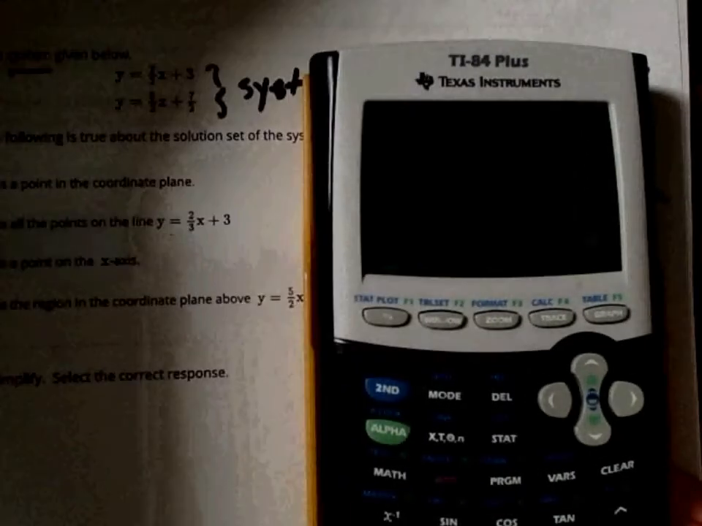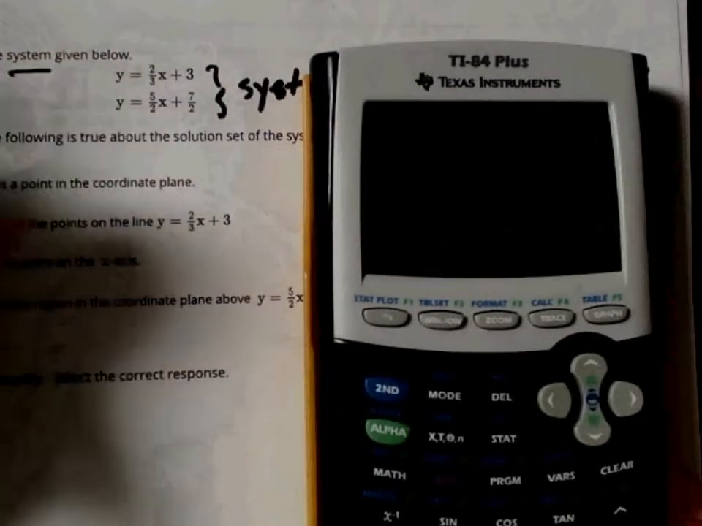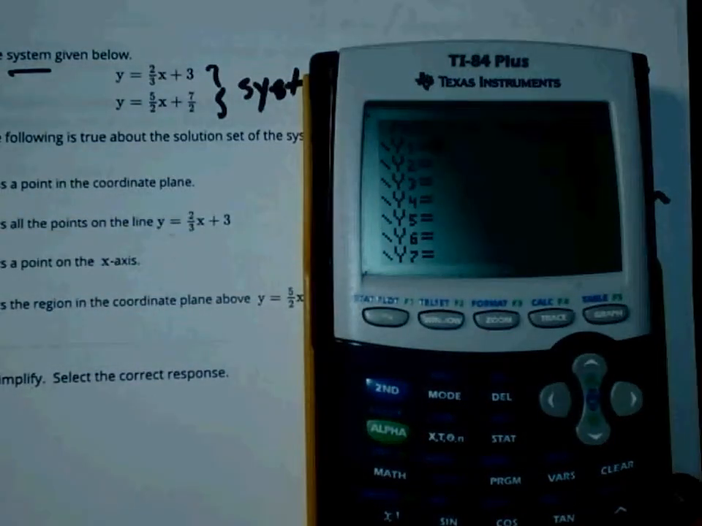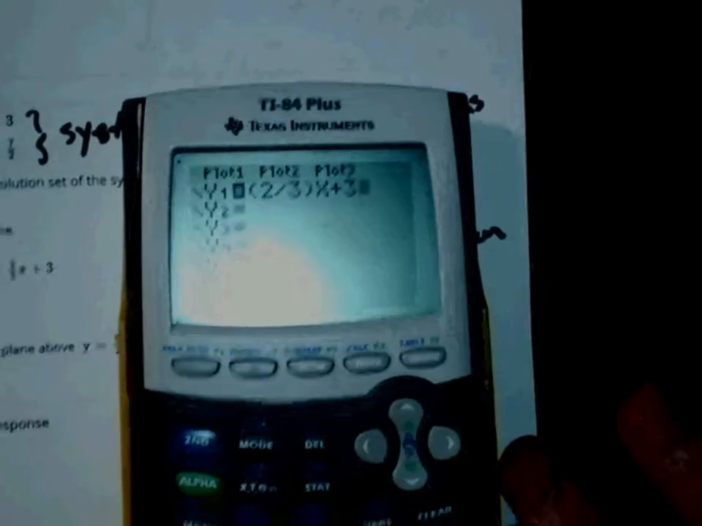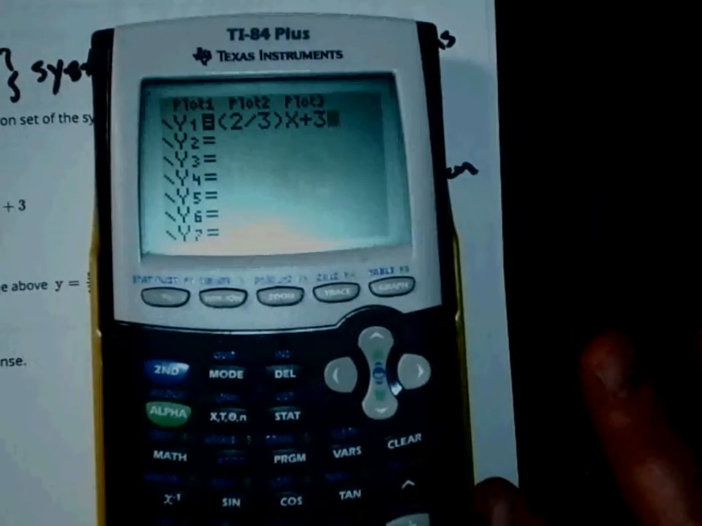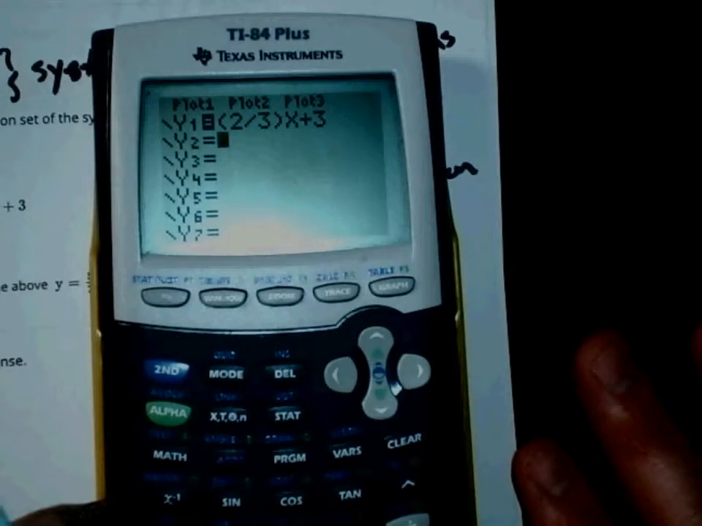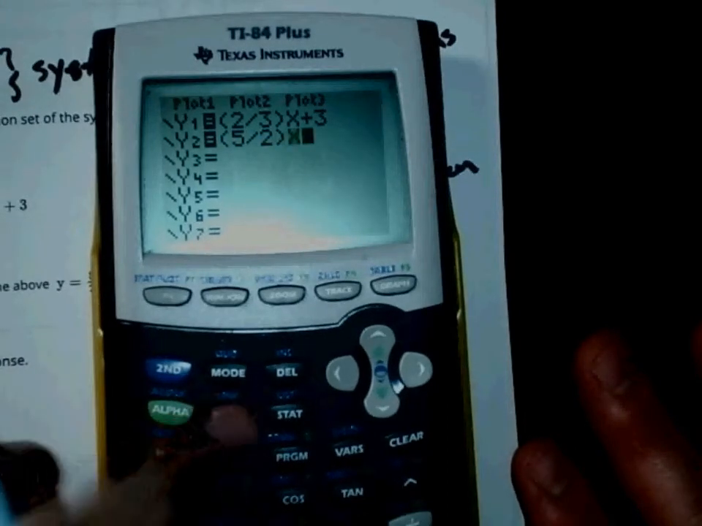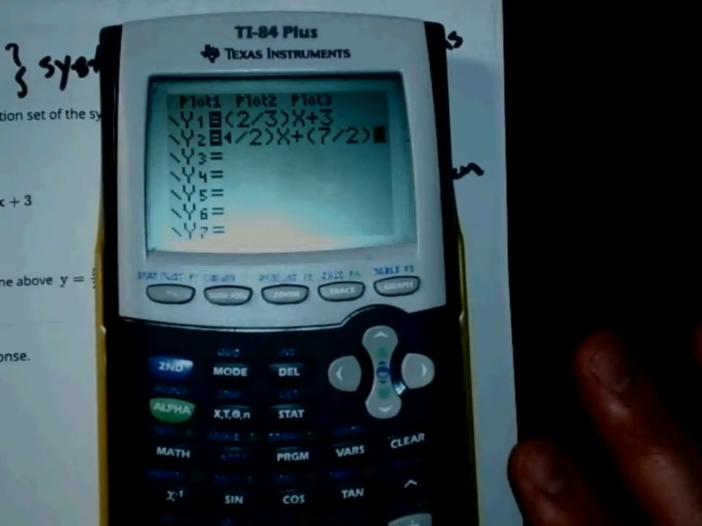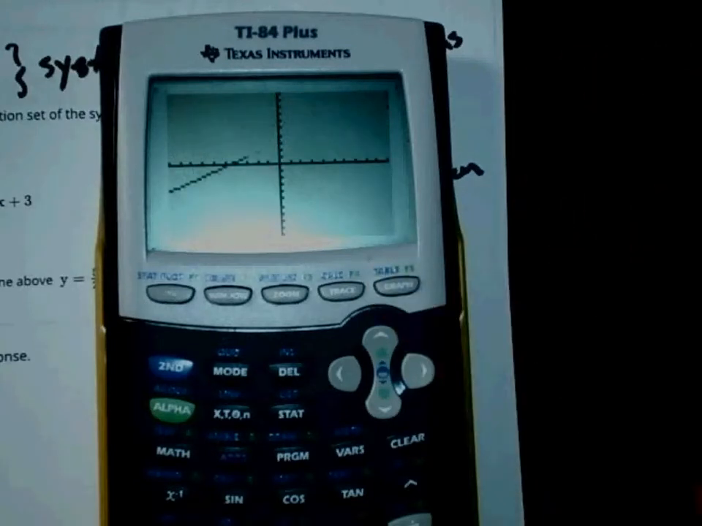So in y1, I'm going to enter in 2 over 3x plus 3. And so me and this lamp are going to have issues. All right, so I'm going to go parentheses 2 divided by 3, close parentheses, x plus 3. And so it should look like that in my calculator. And then I'm going to enter in the other one, which is 5 over 2x plus 7 over 2, which most of us don't like because it's two fractions. God forbid. All right, and so we're going to go parentheses 5 divided by 2, close parentheses, x plus, open parentheses again, 7 divided by 2, close parentheses. That keeps those fractions together, and the calculator's doing all the work, and we're going to go graph. There's one.